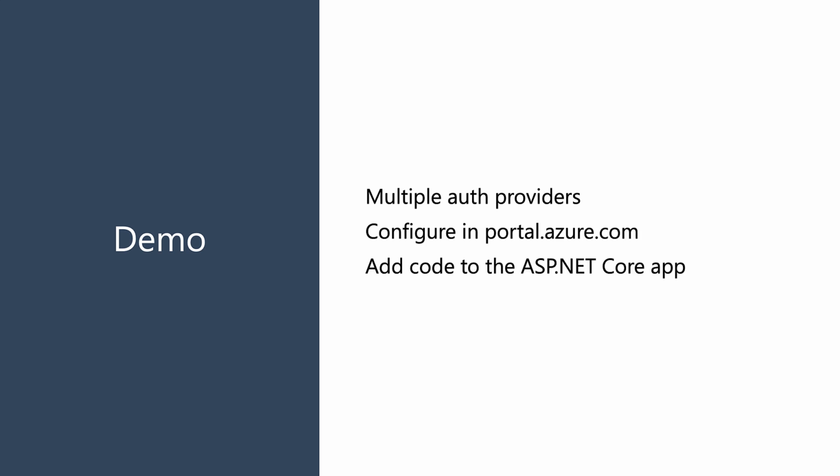In this demo, I'm going to start walking you through how to use multiple auth providers with Azure App Services. First we'll configure it in the Azure portal, and then we're going to add some code into our ASP.NET Core application in order to support that.